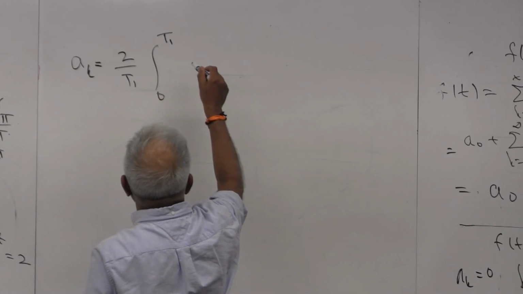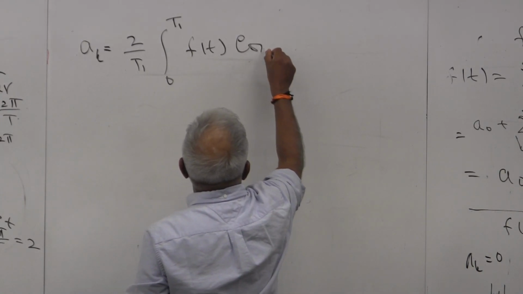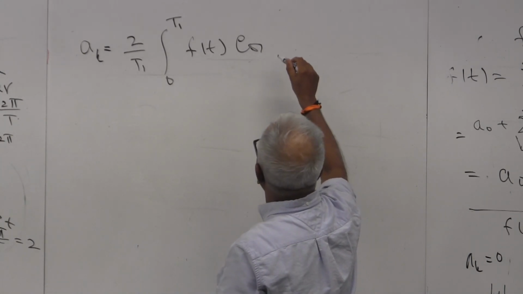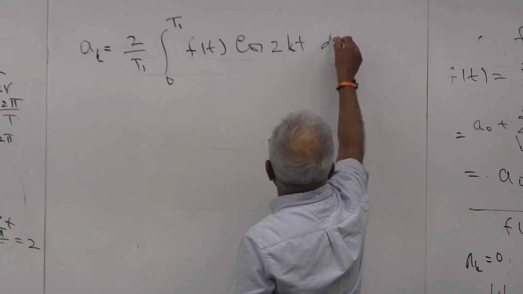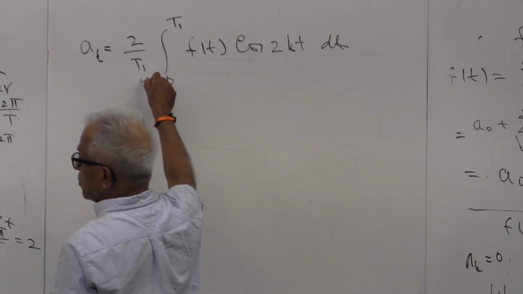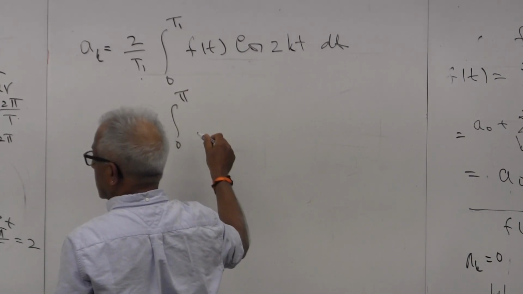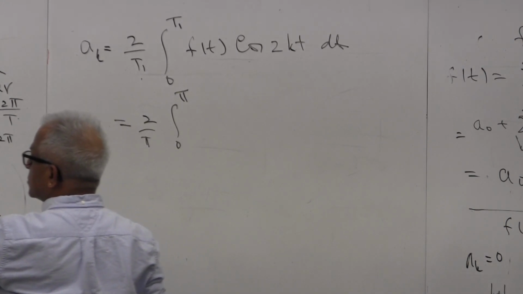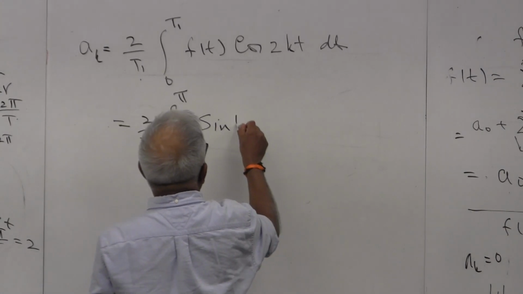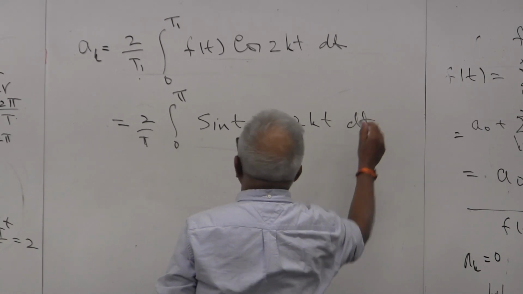So I'll write it as T1, whatever T1 is, we'll come to that. f(t) cos k omega naught t. Remember, omega naught is 2, so cos 2kt dt. So T1 is pi, so 2 over pi, 0 to pi. f(t) in 0 to pi is just sine t. So this is sine t cos 2kt.